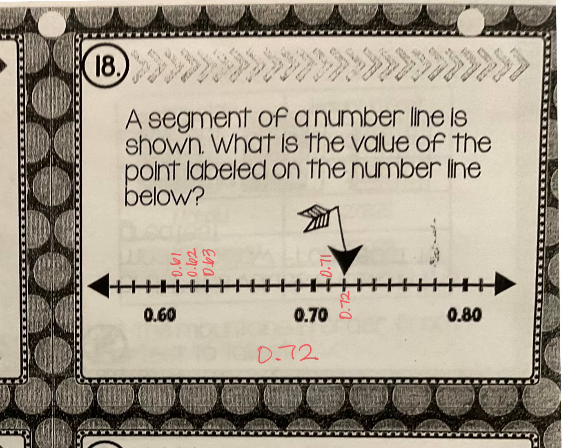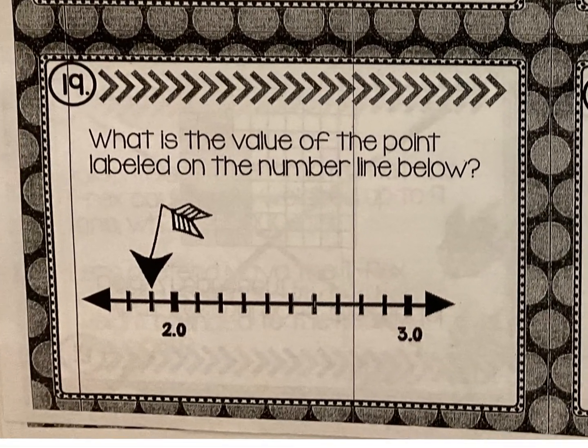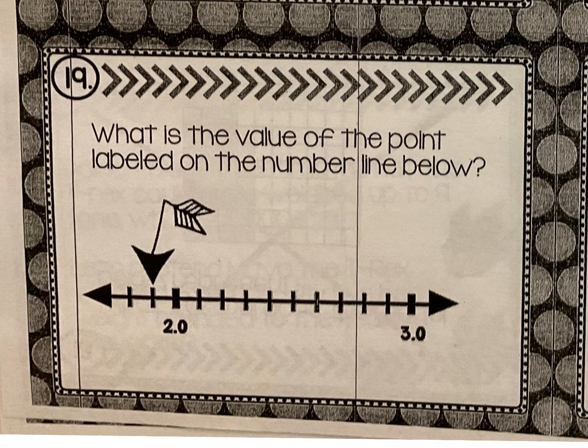All right, let's go look at 19. What is the value of the point labeled on the number line below? So they give us 2 and 3. They gave us a whole number. What do we do with that whole number? We're going to break that whole number into what? Are we going to break it into tenths or are we going to break it into hundredths?